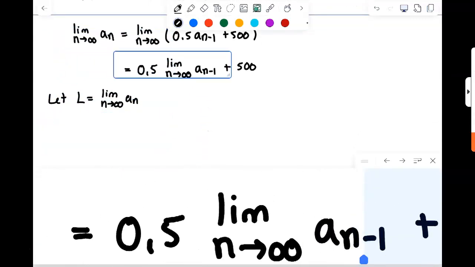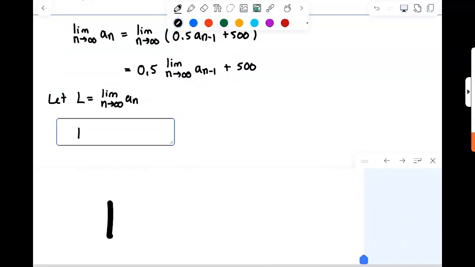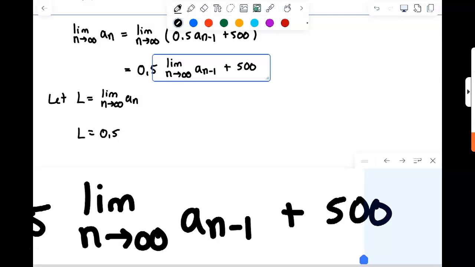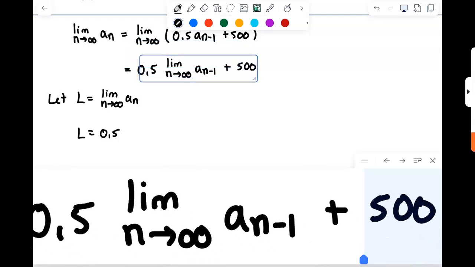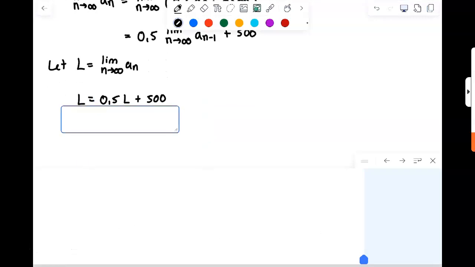So we could take our equation here, limit as n goes to infinity of a sub n, and rewrite it this way as L equals 0.5. And now as n goes to infinity of a sub n minus 1, well, if the original one goes to L, then a sub n minus 1 will also go to L, because n minus 1 will also be going to infinity. So this is actually 0.5 L plus 500. And now we have an equation involving L that we can solve, try to solve anyway.